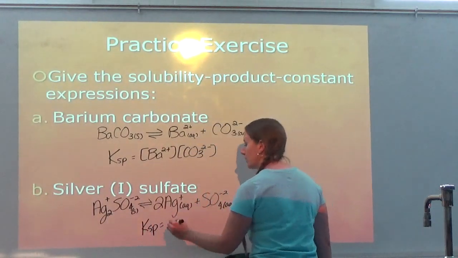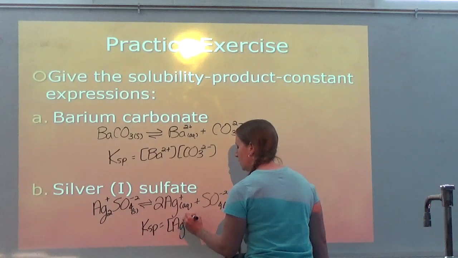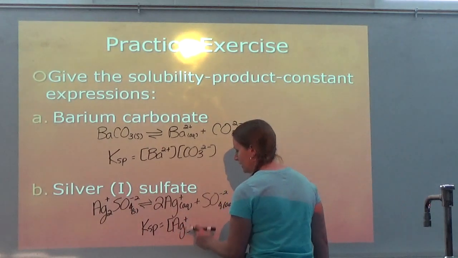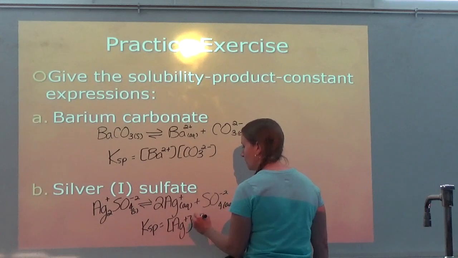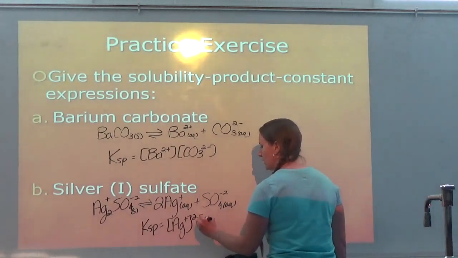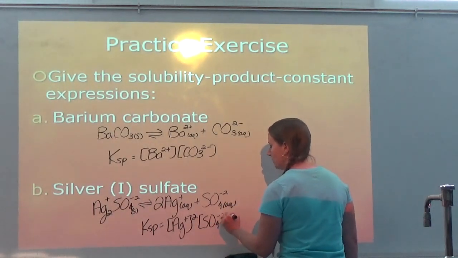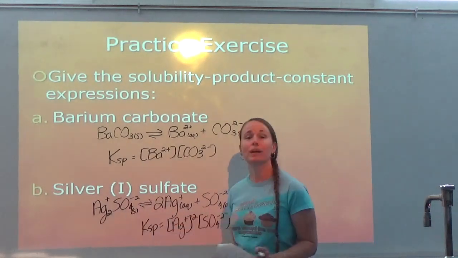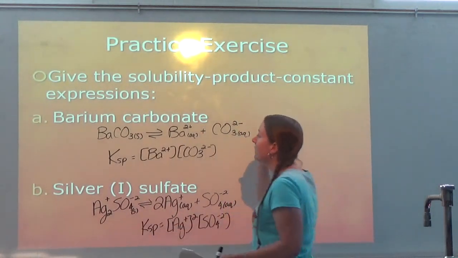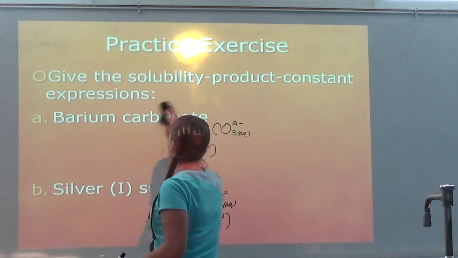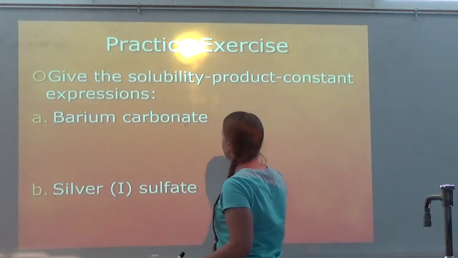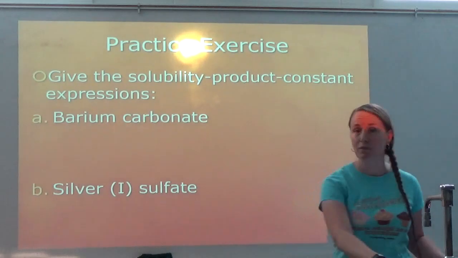Okay, so it's products, so I do my silver ion, but of course I'm going to square it because of the 2, and my sulfate ion, and then I'll leave off the reactant because of course it's a pure solid. Okay, so now that we know how to write the Ksp expressions, let's learn how to plug into them and solve for stuff.